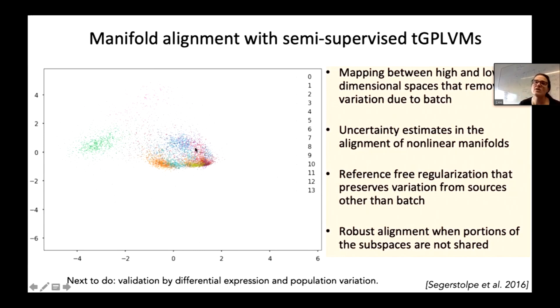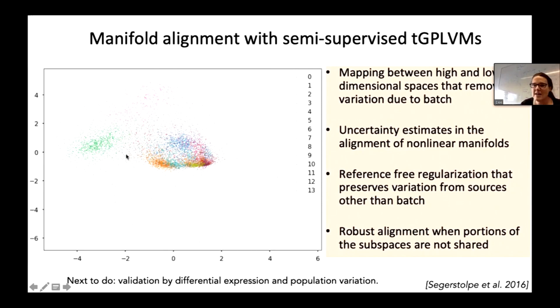This is reference-free regularization, so we don't need to have any information about relationships among cells in the original data set, where, again, we preserve variation. If the variation is uncorrelated with batch, we're going to find it in this setting. And then finally, again, we can have a situation where some of these cell types, in fact essentially all of the cell types, do not need to be shared across the batches. And we can still see them in this lower dimensional space, correcting for batch.